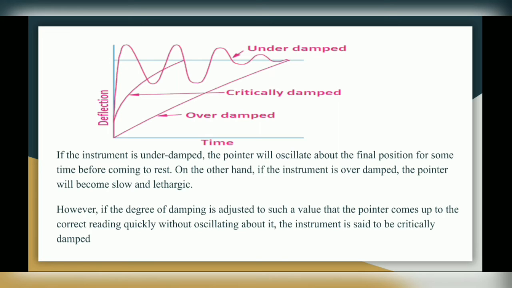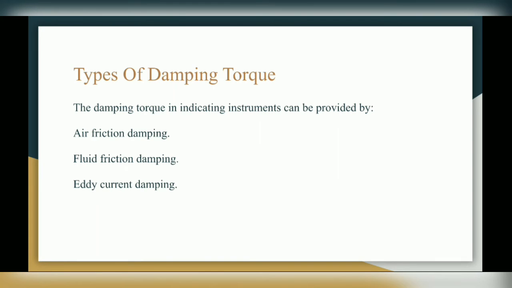So a critically damped instrument is very good. In that instrument, the damping torque is proper and doesn't produce any oscillation of the pointer. So there are basically three main methods to produce the damping torque, which are air friction damping, fluid friction damping and eddy current damping.